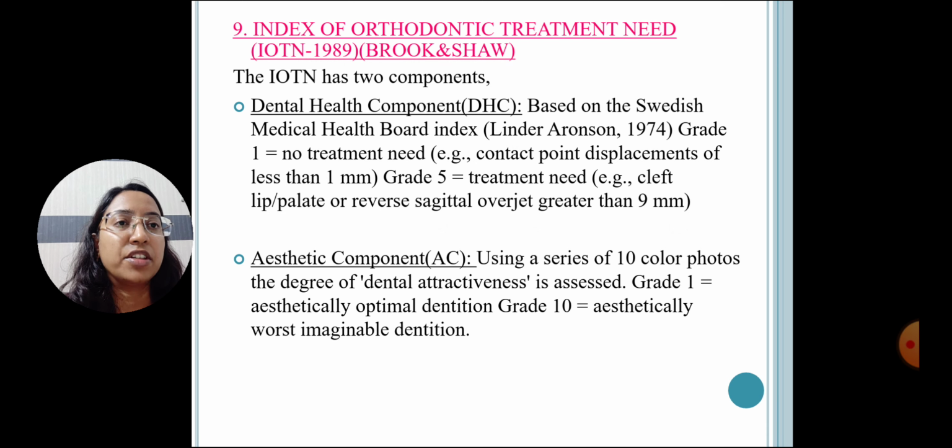Then the index of orthodontic treatment need, or IOTN index in short, by Brook and Shaw. So this index has two components: the dental health component. So this dental health component is again based on Swedish Medical Health Board index. So that is divided into 5 grades. So this we have to see on the models or the patients, that is we measure. So grade 1 usually means no treatment is needed, whereas grade 5 indicates the need for treatment. Then in the aesthetic component, we have a series of 10 color photos with different degrees of dental attractiveness. So grade 1 is more aesthetic and grade 10 is aesthetically worse.